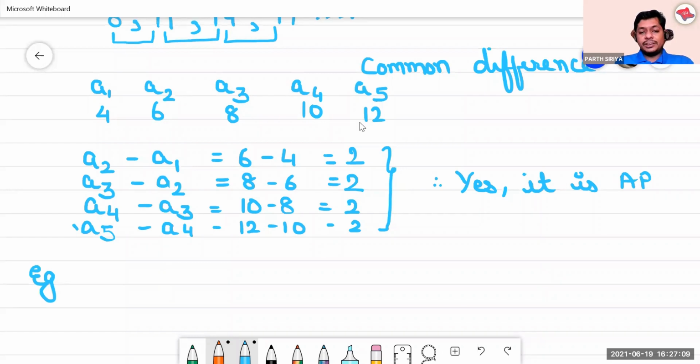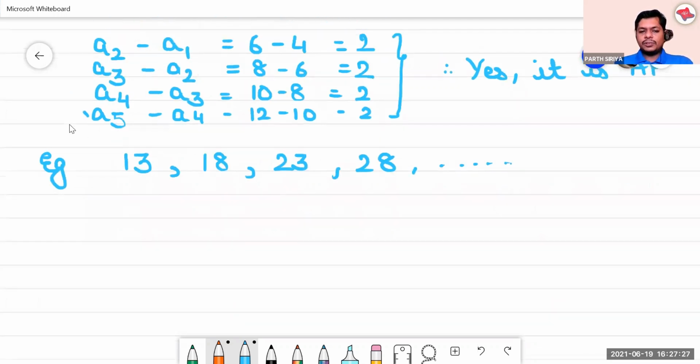Okay. Another question. I'm giving you a pattern. You tell me whether it's AP or not. The pattern is, say, 13, then you have 18, then you have 23, then you have 28. Okay. Is this an AP or not?